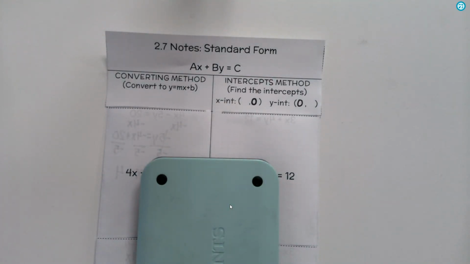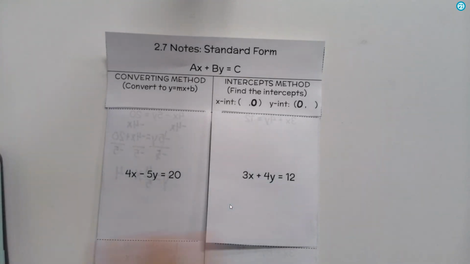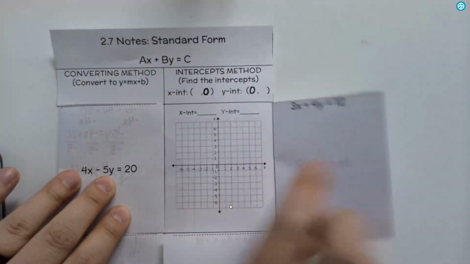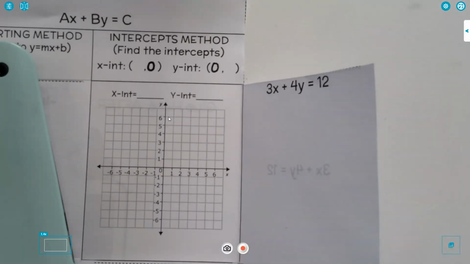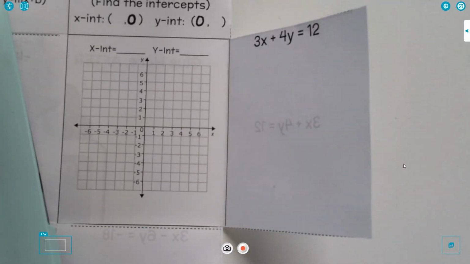So because we know that points along the axes have either an x value of 0 if they're on the y-axis or a y value of 0 if they're on the x-axis, we can just plug in 0 for x or y and figure out what our intercept is going to be. So, the first problem we've got here is 3x plus 4y equals 12. This first example that we do, I'm going to write down a lot of steps, and then I'll show you that you don't actually have to write that down. But I want you to have in your notes written down one time what you need to do.